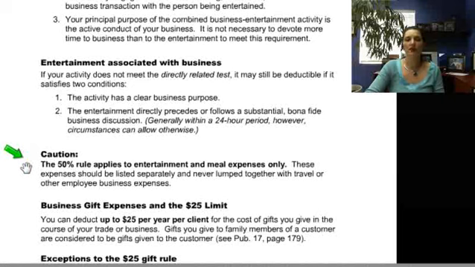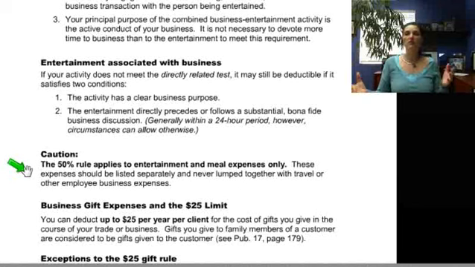There is a caution here as well. The 50% rule applies to entertainment and meal expenses only. These expenses should be listed separately and are never lumped together with travel or other employee business expenses. What I mean by that is it's normal and customary for our tax clients to have absolutely no clue about these rules. So they'll travel out of town and they'll keep track of their travel expenses, and they might say, yeah, my travel expenses for the year were $1,000.